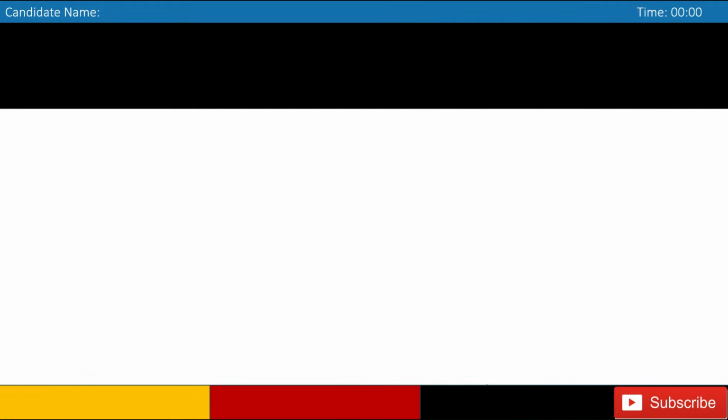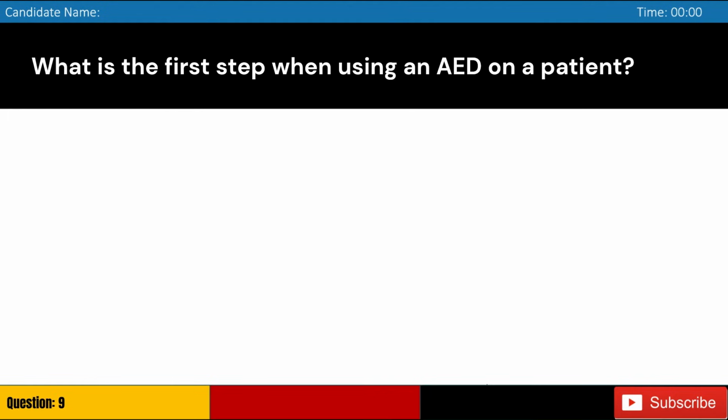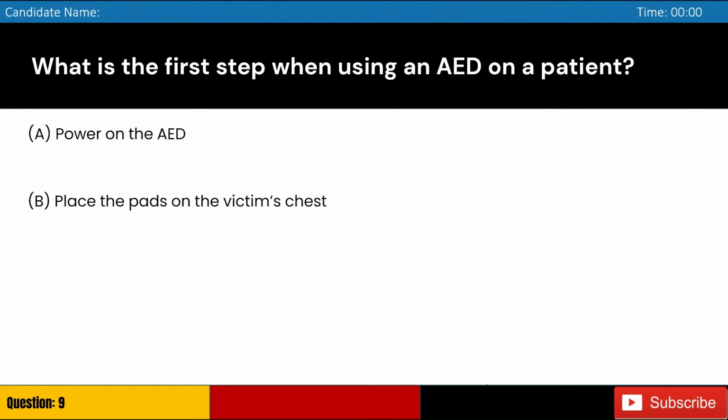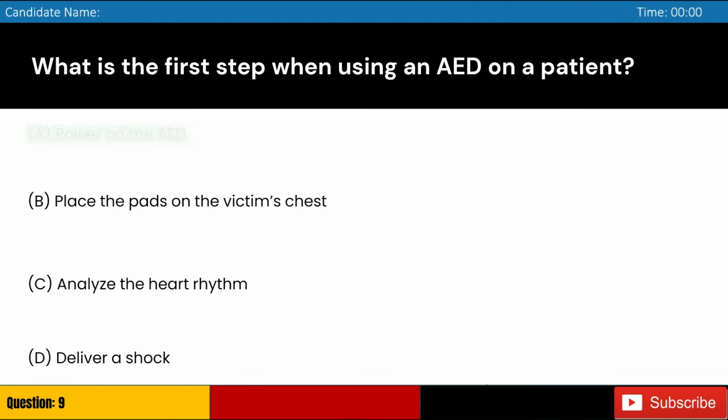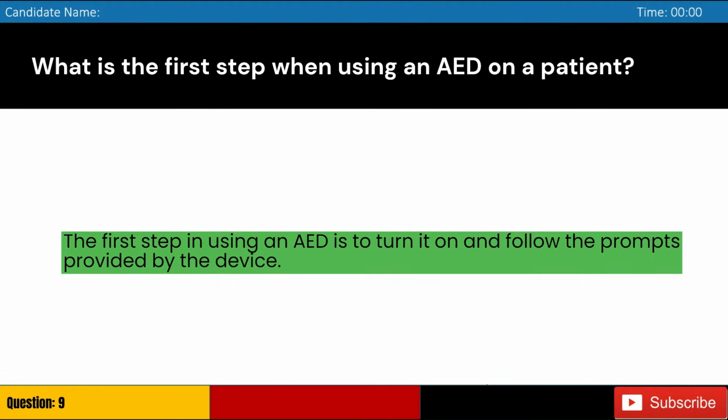What is the first step when using an AED on a patient? A. Power on the AED. B. Place the pads on the victim's chest. C. Analyze the heart rhythm. D. Deliver a shock. Answer: A. The first step in using an AED is to turn it on and follow the prompts provided by the device.